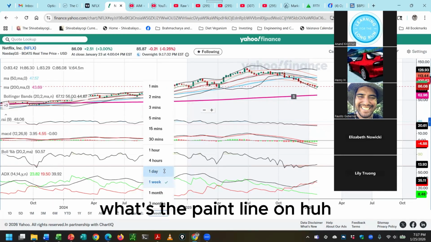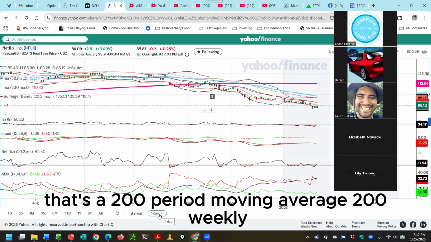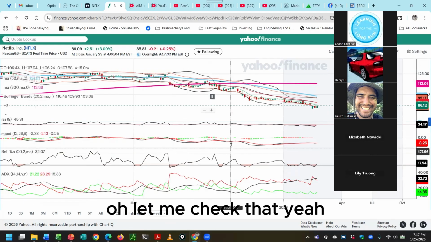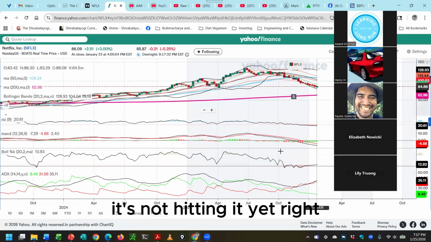The pink line, Anand? Oh, that's the 200 period moving average. The 200 weekly. That's huge. Yeah. Oh, let me check that. So if it's coming close to it, it's not hitting it yet, right?